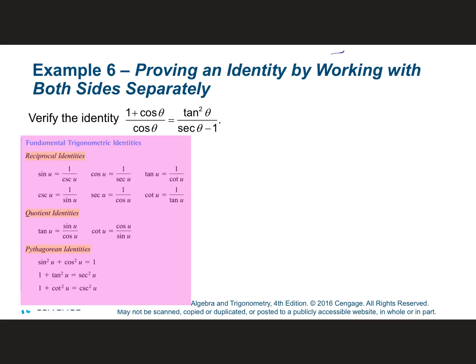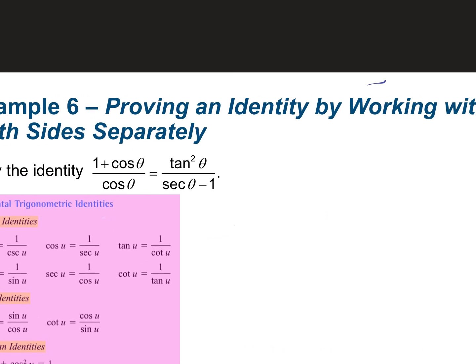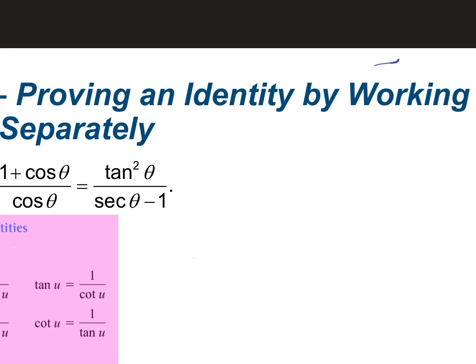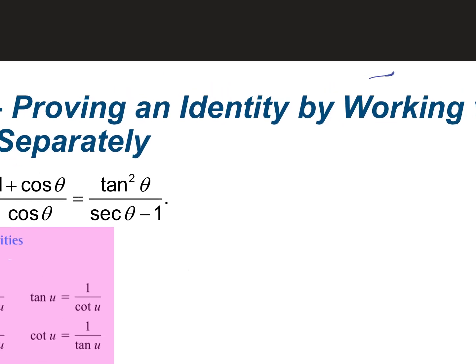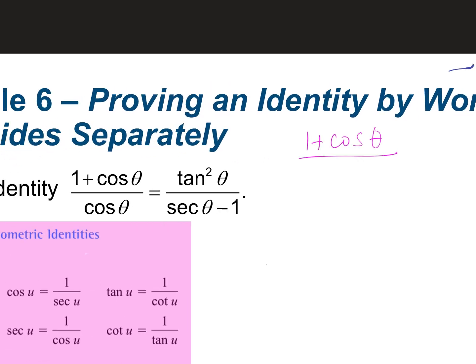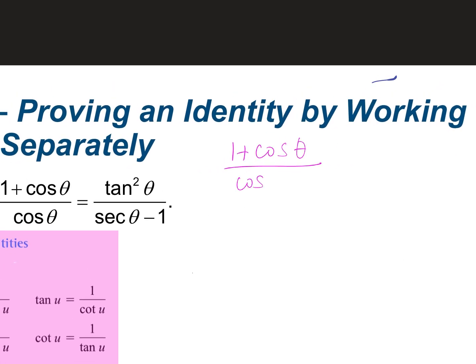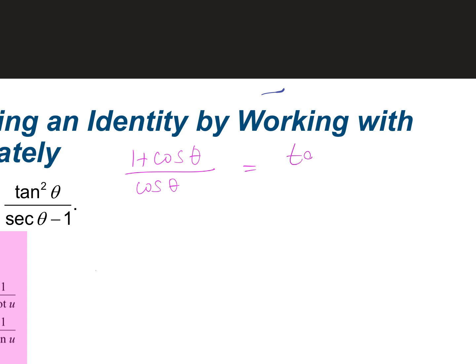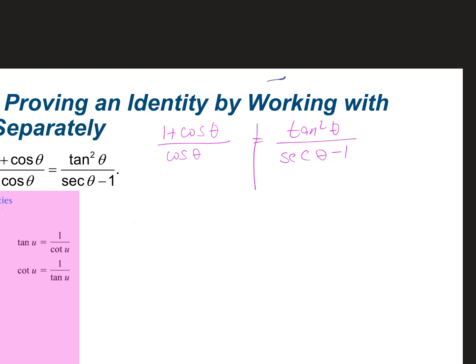Let's look at this one, all right? This one's kind of hard. This one's a little hard, but you guys can do it. I have (1 plus cosine theta) over cosine theta on the left, and then on the right I have tangent squared theta over secant theta minus 1. All right, couple things I want to talk to you guys about.